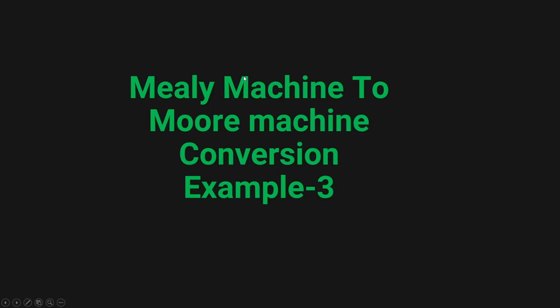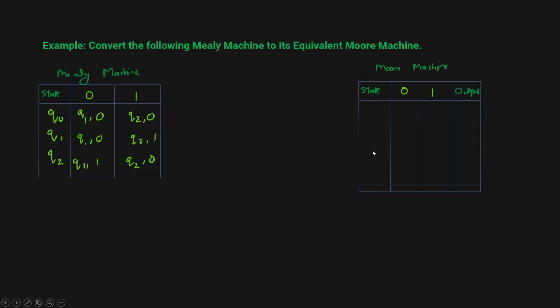Today we'll solve another example of conversion from Mealy machine to Moore machine. So let's get started. Till now we have solved examples where we use transition diagrams, but today we'll be using just transition tables to convert from Mealy machine to its equivalent Moore machine. We are given this Mealy machine and we have to convert it to its equivalent Moore machine.